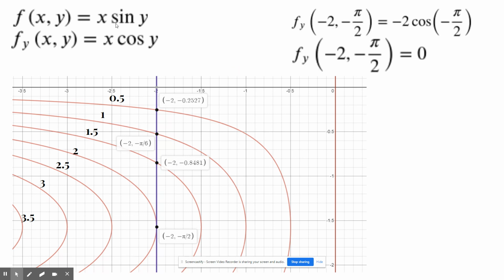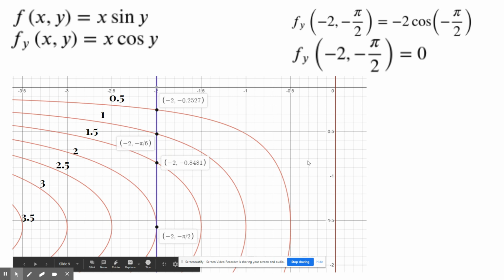So here's the math. I plugged in negative 2 comma negative pi over 2, and then I got 0, which is kind of cool. If you think about it, it kind of makes sense because this right here is a ridge. Why? Because here's 1.5 here, and then I come back around, this purple line would intersect 1.5 again. So you're just kind of coming up and over this ridge line right here.